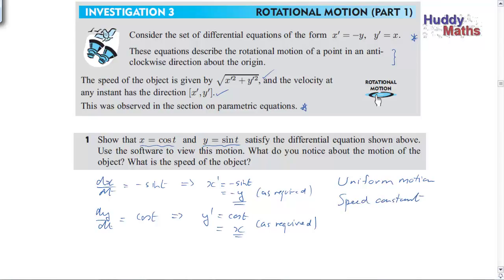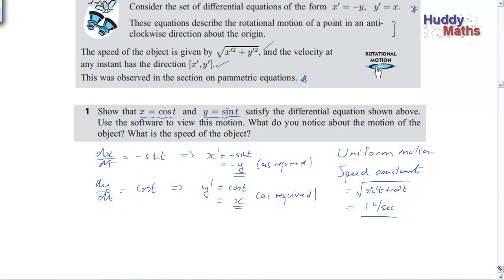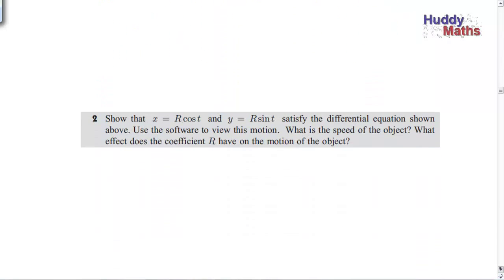It's actually equal to 1 radian per second, because if we had a look at the speed, it is the square root of what? We've got x prime squared plus y prime squared, which is sine squared t plus cos squared t. So it's 1 radian per second, or time unit. Okay, so remember this stuff. We did this before. Okay, come down to the next question in this analysis of the simple one.